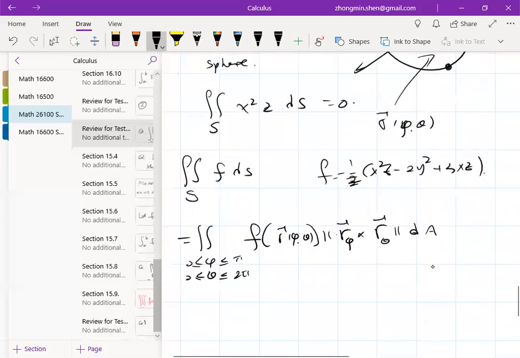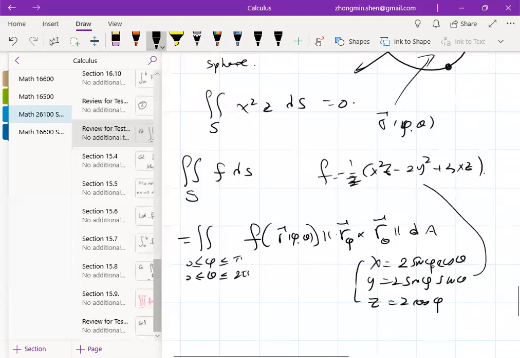x, okay, so here x is going to be 2 sine phi cosine theta. That's the parameterization for the sphere, not for the ball. Y equals 2 sine phi sine theta. Z equals 2 cosine phi. And you have to put it into here. You will see lots of trigonometric functions. It's complicated, yeah. So the best way to solve this problem is the divergence theorem.